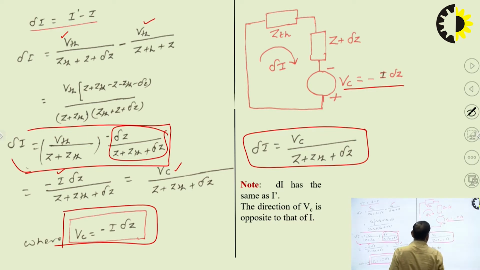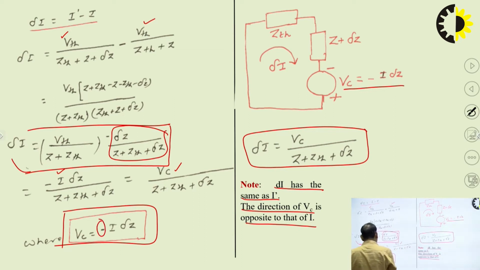Note that delta I, the change in current, has the same direction as I. The direction of Vc is opposing that of I. That is why we have taken this negative sign. This negative sign indicates that the polarity of the voltage source will oppose the direction of the main current. This is the significance of the negative sign coming into the expression.